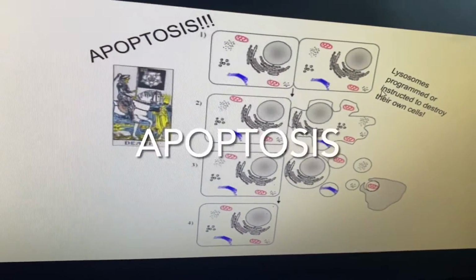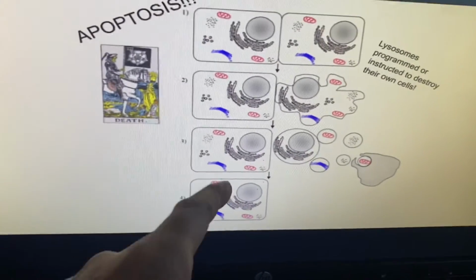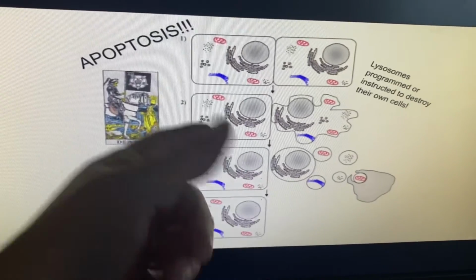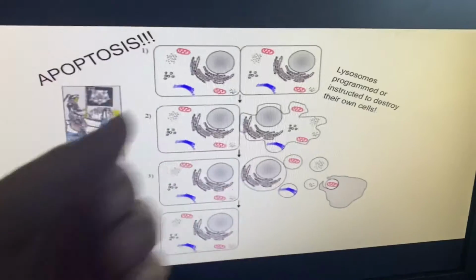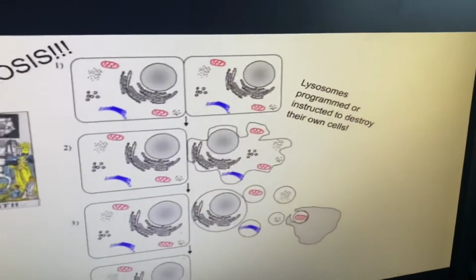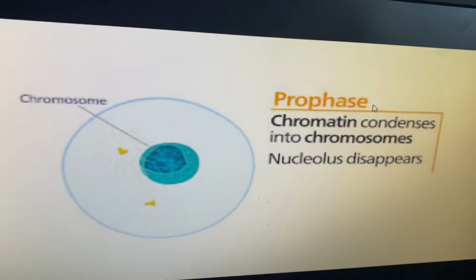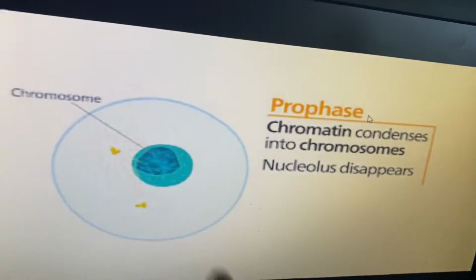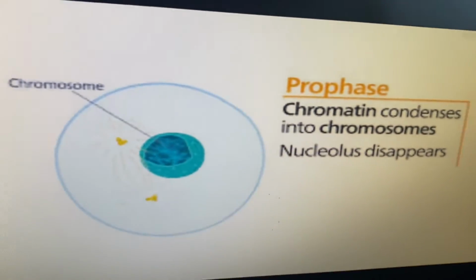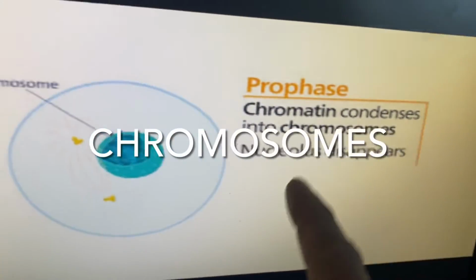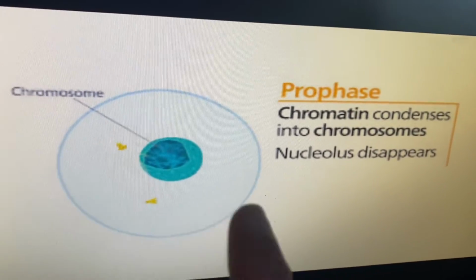Now, apoptosis is perfectly normal. It's just basically the cell telling itself to self-destruct. We call it blebbing. It just falls apart. Its own lysosomes turn on it and destroy it. Now, I happen to know that you're not in apoptosis. Why? Because of your chromatin. It's starting to condense into what we call chromosomes. So that means you're not going to self-destruct.